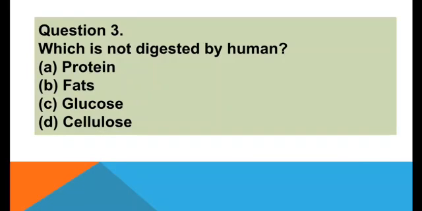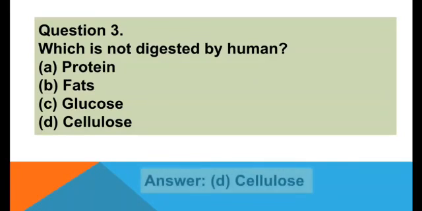Now we have question number 3, which is: not digested by humans. Your options are option A protein, option B fats, option C glucose, and option D cellulose. As you know, protein can be digested by humans, fats also can be digested, and glucose can be digested by us. But the remaining thing, cellulose, cannot be digested by humans. It is specially digested by ruminants. So our answer is option D, cellulose.